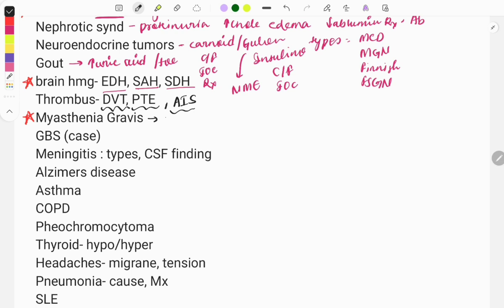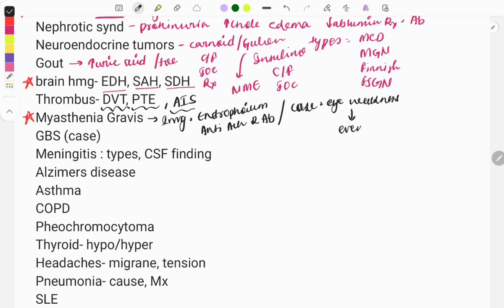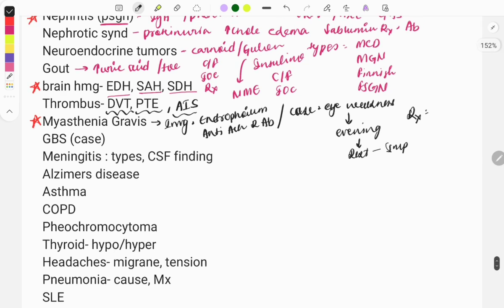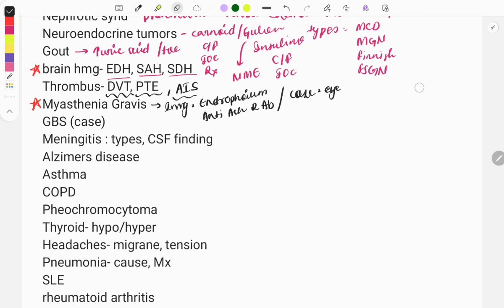Questions are asked on what investigation we will use, like the Tensilon test, and for the investigation of choice we will use anti-acetylcholine receptor antibodies. Okay. Then there will be a clinical case like a male patient who presented to the emergency with eye weakness, and this increases in the evening time, and it improves on taking rest or applying an ice pack. Then questions are asked on the treatment. So these are certain points related to myasthenia gravis which you need to know.